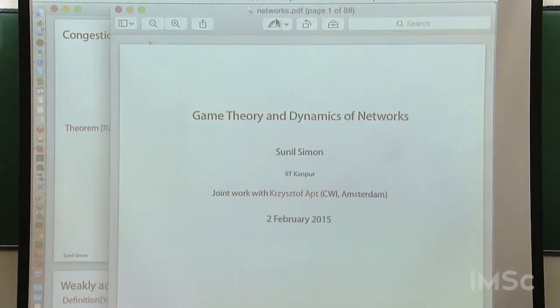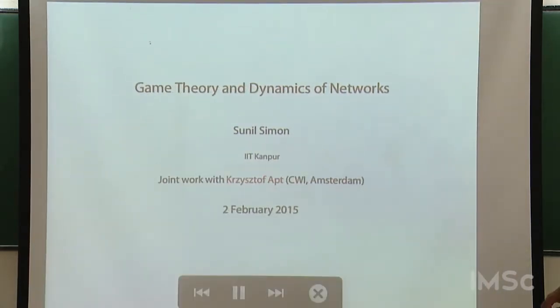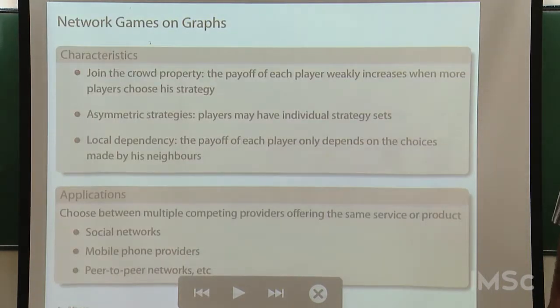What I want to talk about today is a subclass of strategic form games, and ask the same kind of questions that we were discussing yesterday: Nash equilibria, finite improvement property, the property of being weakly acyclic, and so on. What I'll be talking about today is mostly joint work with Christoph Abt, who is at CWI Amsterdam. What is the subclass of games that we are interested in? We are essentially interested in looking at three important properties that we want to capture.